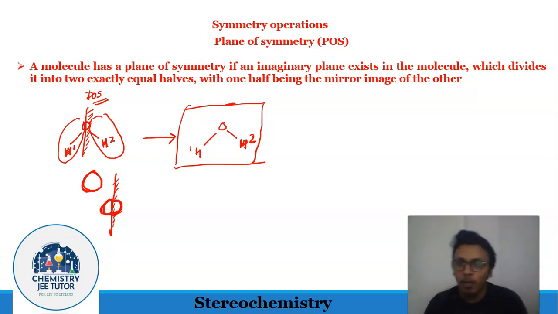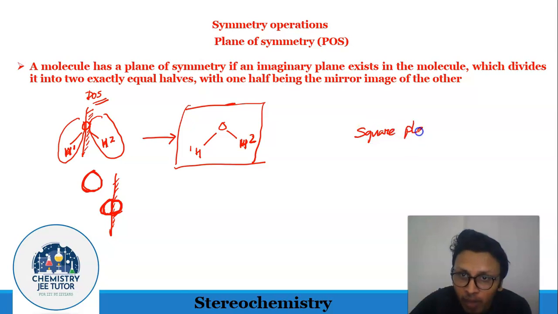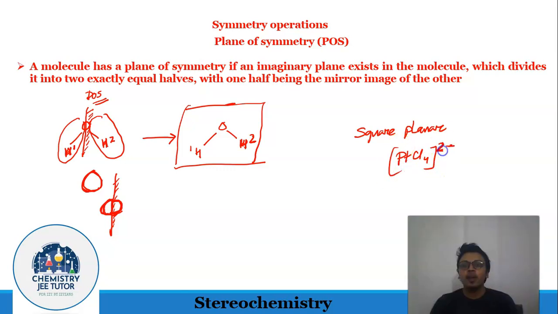Whenever you see a planar molecule, and what do I mean by planar molecule? Suppose you have a square planar molecule. I hope you know what is square planar. If you don't, we will come to it later. Suppose you have a PtCl4 2- molecule. This is square planar. This also has the molecular plane which passes through all the atoms, like water.